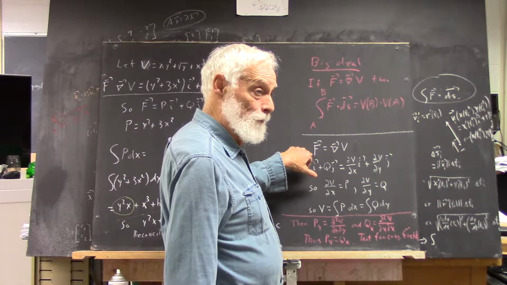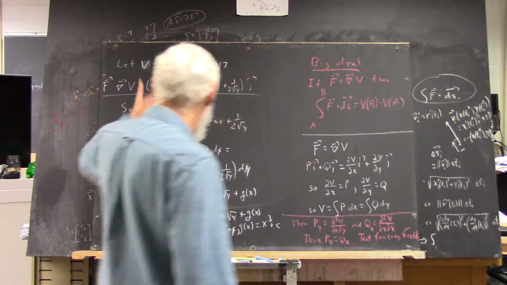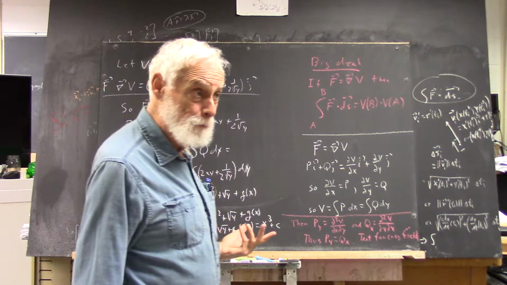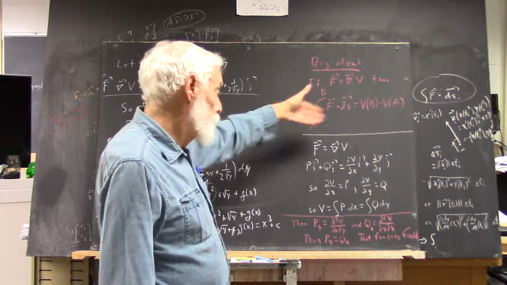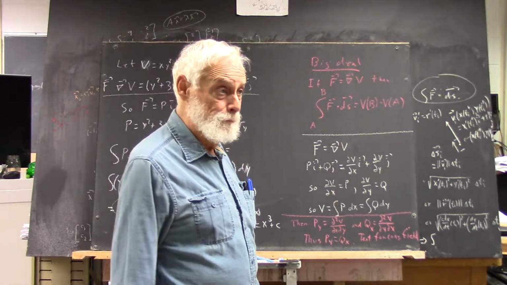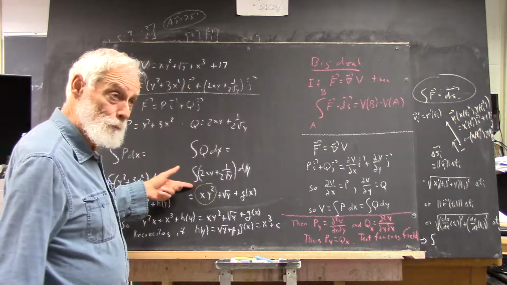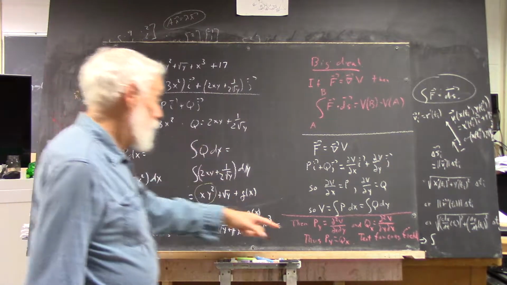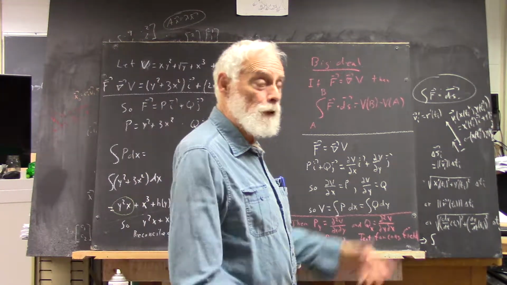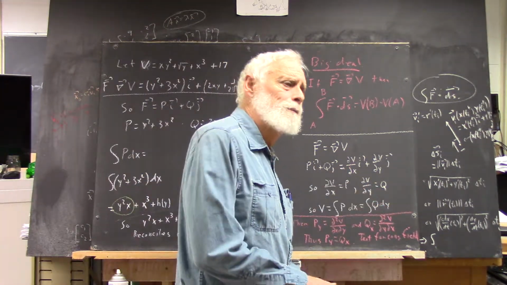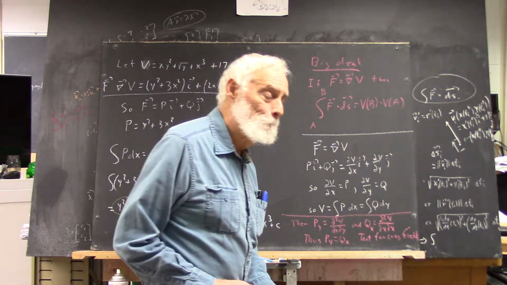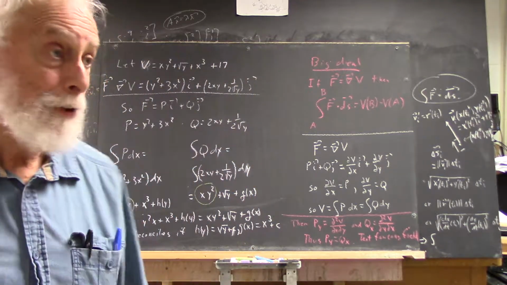If we know f, we do these integrals and figure out what v is. If we know v, we can do its gradient and find f. And if we want to know whether it's even worth doing these integrals, we test to see if it's conservative, because if it isn't, it's not going to work out. Okay? That's it in a nutshell.